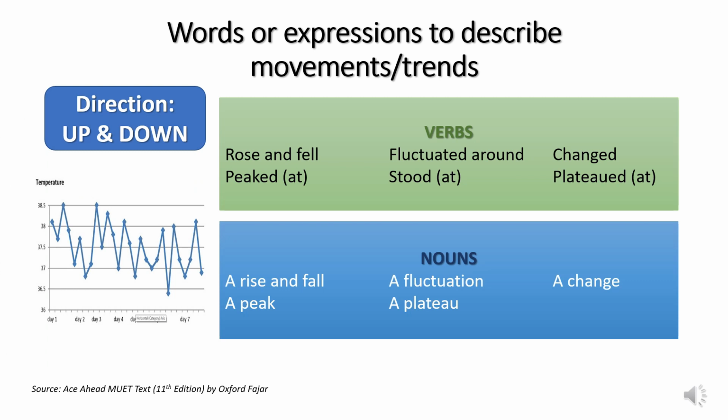Now what if you have up and down of the movement or trends? Well, of course you can use verbs such as rose and fell. That would be the most common that you can use. However, you can also use a lot of other verbs to show movements or trends, such as fluctuated around, change, peaked at if you want to focus on only a certain point of the graph, or stood at, or plateaued at. And if let's say you want to use nouns, then you can use a rise and fall, a fluctuation, a change, a peak, or a plateau.